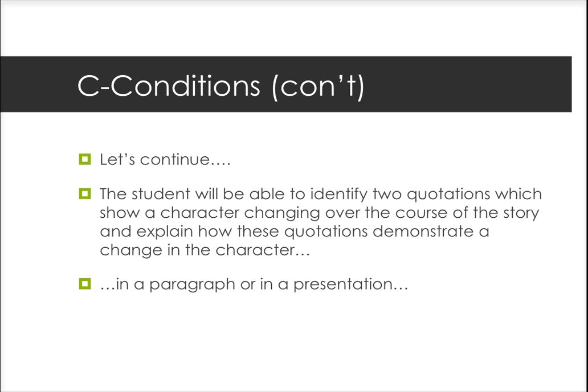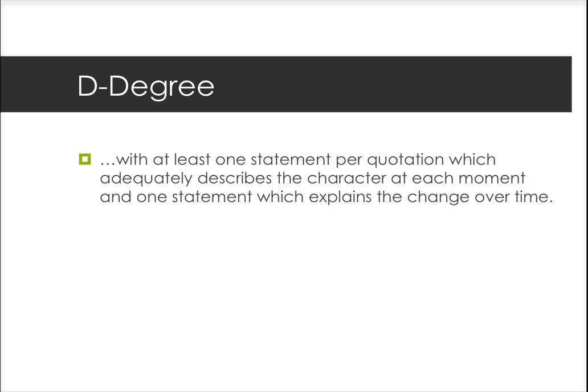Our objective is now reading. The student will be able to identify two quotations which show a character changing over the course of the story and explain how these quotations demonstrate a change in the character. Now let's add the conditions. In a paragraph or in a presentation. So I've decided that in this case the writing of it in a paragraph form is not the key that I'm after. I'm after knowing that they can analyze character development over time.